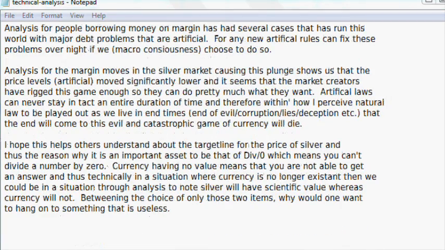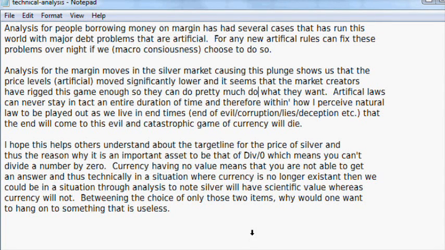Analysis for the margin moves in the silver market causing this plunge shows us that the price levels, which are artificial, move significantly lower, and it seems that the market creators have rigged this game enough so they can pretty much do what they want. Artificial laws can never stay intact an entire duration of time, and therefore, within how I perceive natural laws to be played out as we live in end times, which is the end of evil, corruption, lies, deception, etc., the end will come to this evil and catastrophic game of currency, which will die.